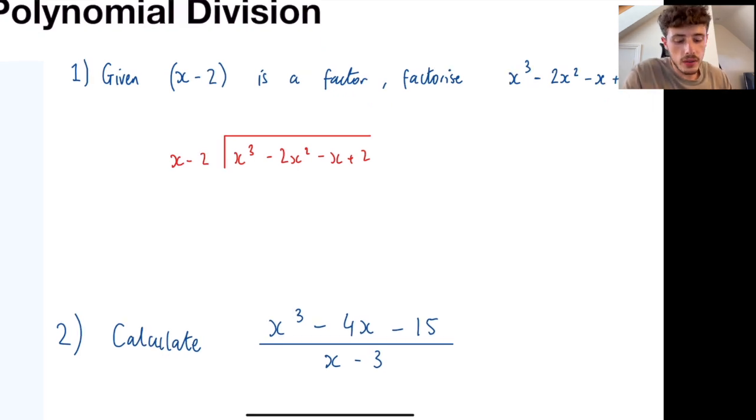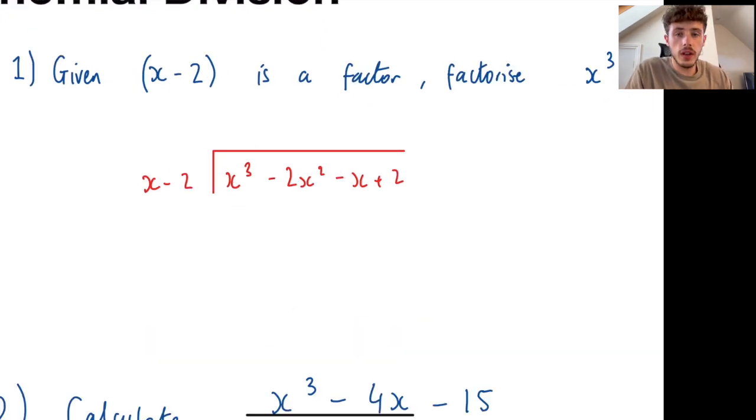So the first thing we need to do is divide x cubed by x, which is the first term here divided by the first term there. Now that is going to give you an x squared, so that is what we put at the top. Underneath, we can now multiply x squared by both of the terms, x and minus 2. That is going to give us x cubed and also minus 2x squared.